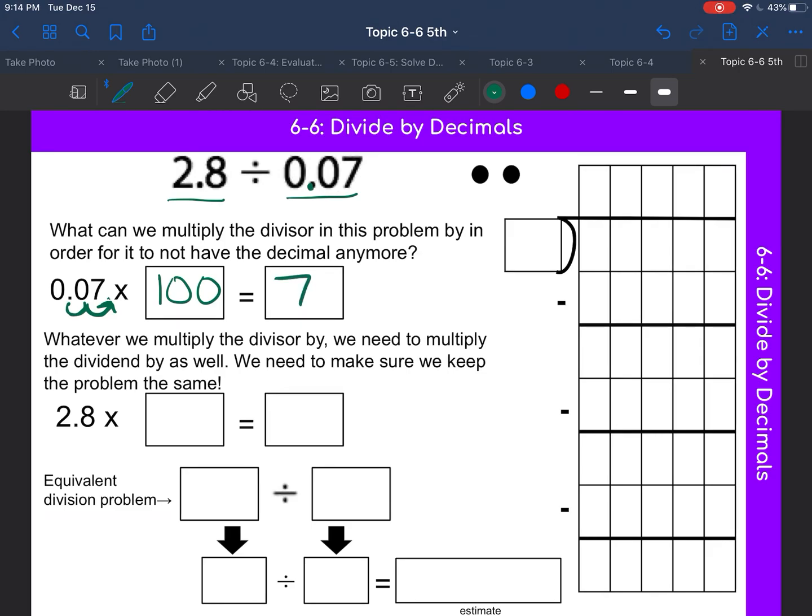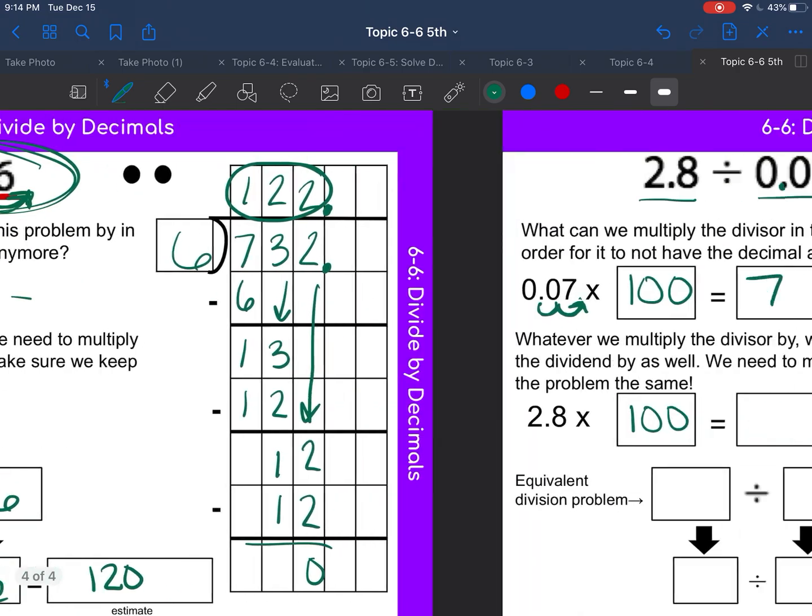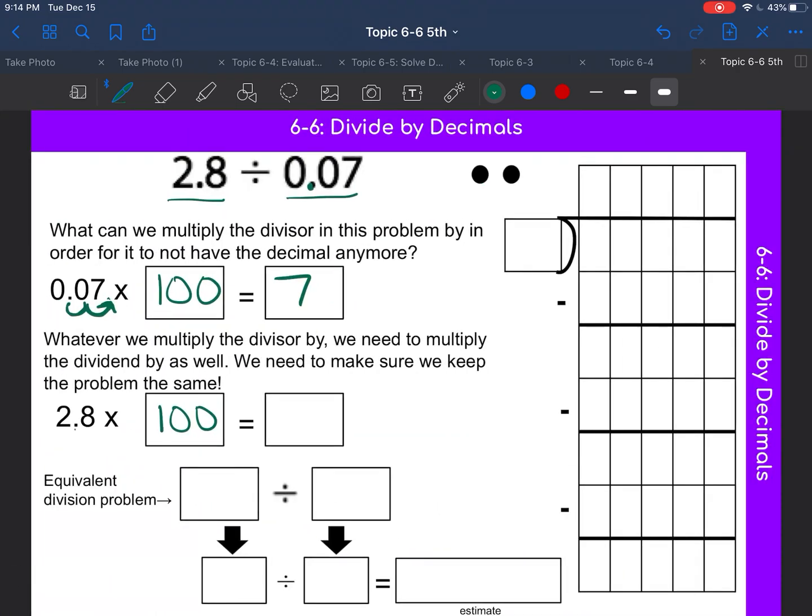All right, now, again, whatever we do to one, we have to do to the other. Okay, so we multiply this by 100. So that requires, again, you can either use this template if you want, or if you want to just shift just like how you shifted this twice, you would shift this twice. Okay, now the decimal is here, meaning that we have a blank spot. What do we put in that blank spot? 280. All right, so now our problem is 280 divided by 7.